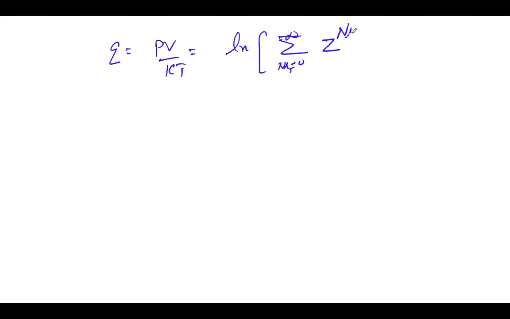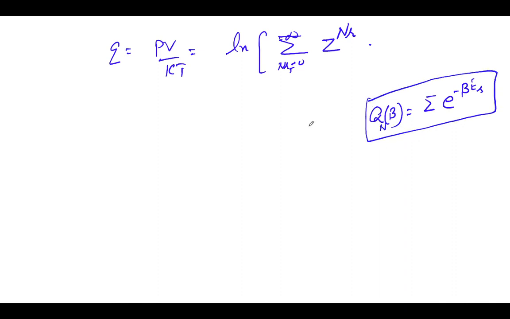So this Q potential, which is equal to PV over kT, we can write as log of summation of NR, which varies from 0 to infinity, Z raised to power NR into the summation of exponential of minus beta into ES. So this is the partition function for the canonical ensemble. Maybe if you remember, this is the value of the partition function for the canonical ensemble. We can write it as Q of NR, V, T.